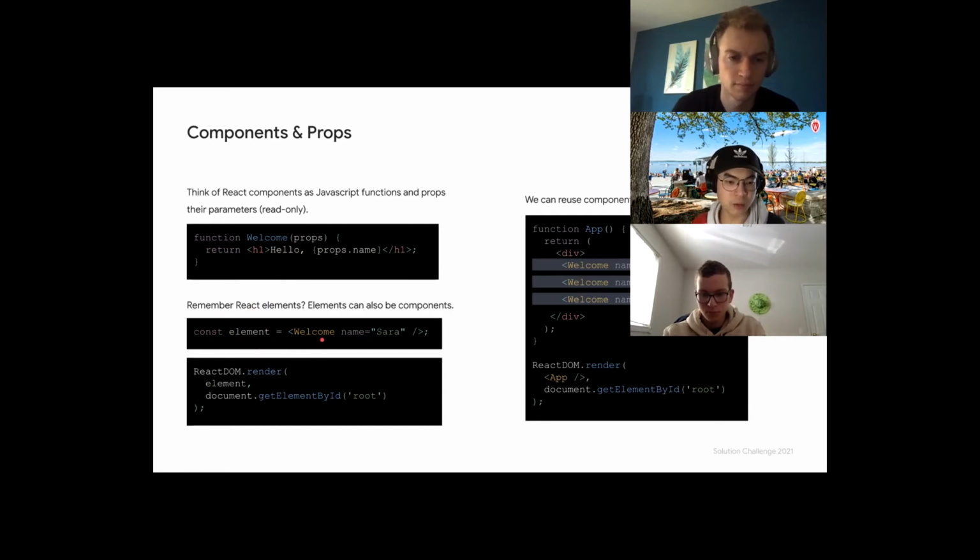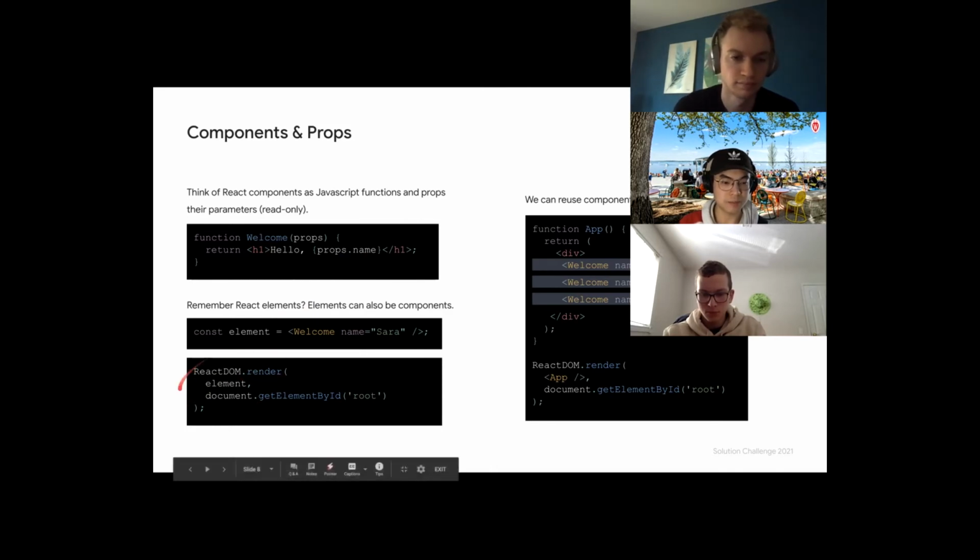So you can call Welcome like any other HTML tag, and you can pass in the props this way. In this case, the name attribute will be props.name in the Welcome component function. So you can access it that way and print it out. Yeah, so this piece of code, like before, renders the element on the root element in the HTML.